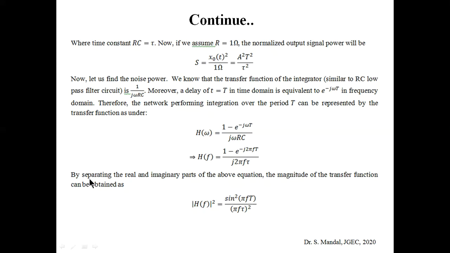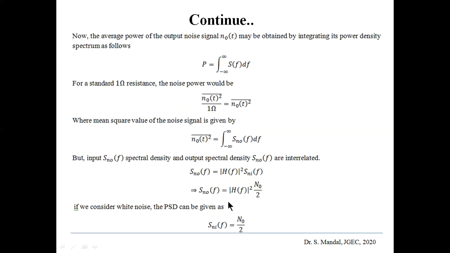So now, by substituting the real and imaginary parts into the above equation, the magnitude of the transfer function can be obtained using this equation: |H(f)|² = (sin(πfT) / (πfτ))². Okay, so that is the magnitude of the transfer function.